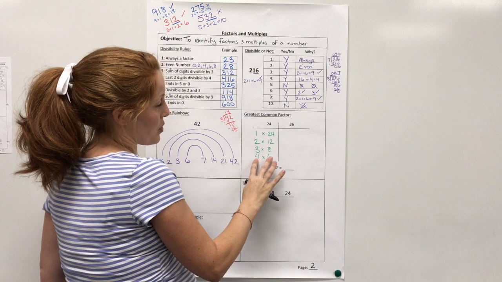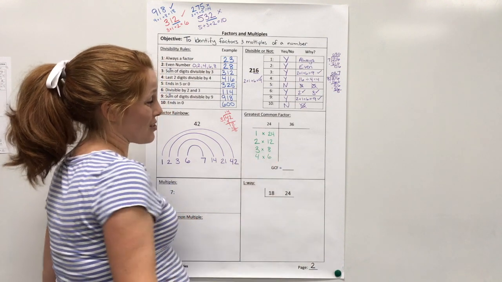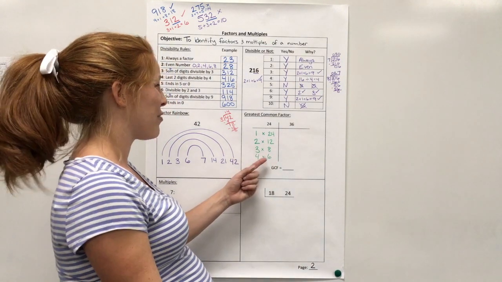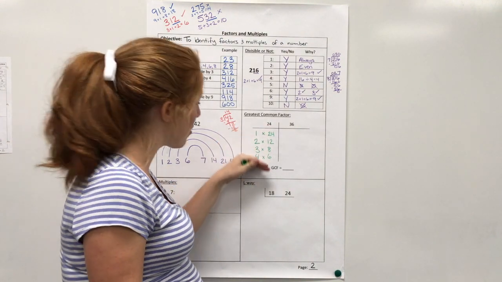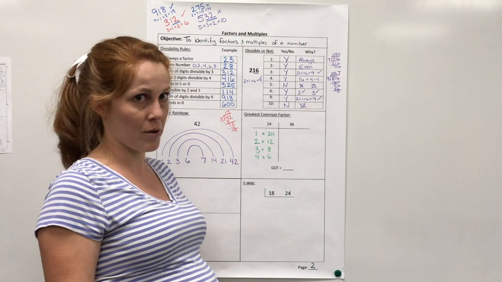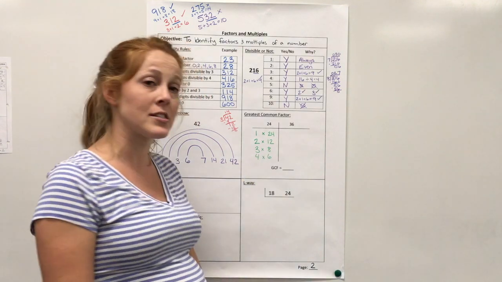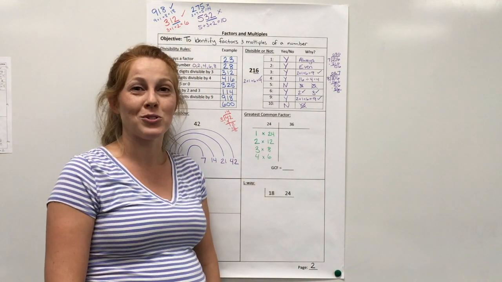Now the only number between 4 and 6 is 5, so really that's the last thing I have to check. Well, 5 is not going to work because it doesn't end in a 5 or 0. So here are all the factors of 24. Go ahead and try 36, and you can pause the video right now to try that on your own.